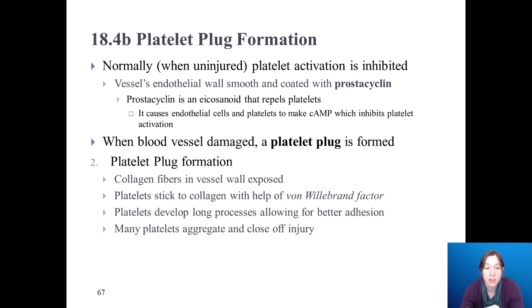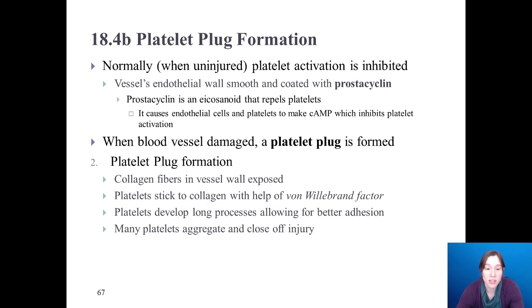So normally they are smooth and they're coated with something called prostacyclin. And this prostacyclin is an eicosanoid. Remember, that's one of those locally acting hormones we talked about in chapter 17 that actually repels the platelets. So it stops them from sticking to the inside of the walls. And it causes those endothelial cells and the platelets to make cyclic AMP, and that inhibits the platelet activation.